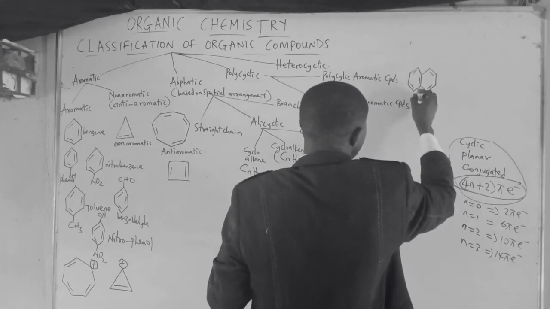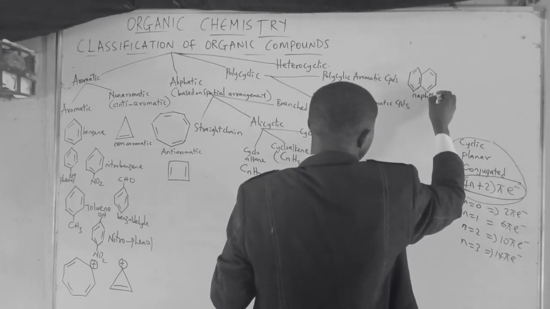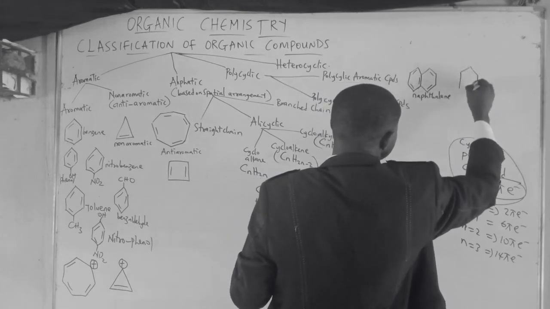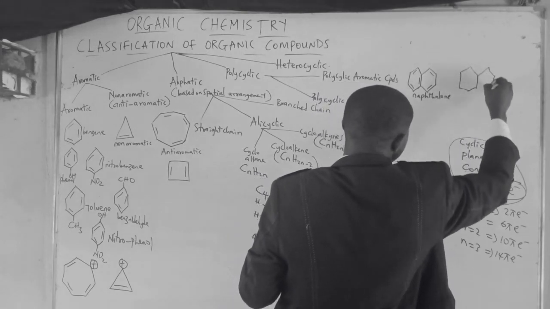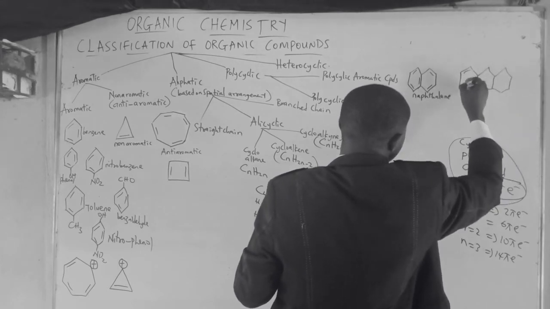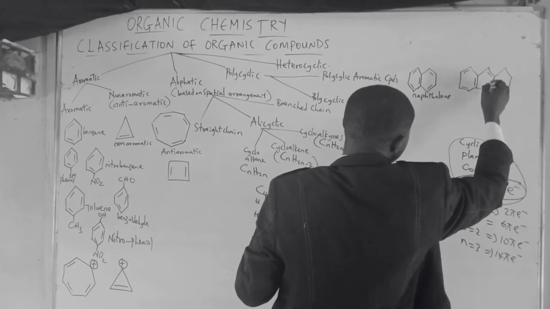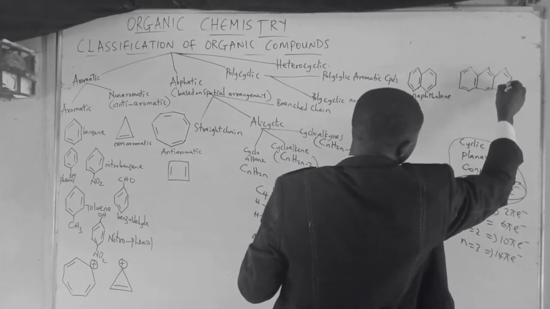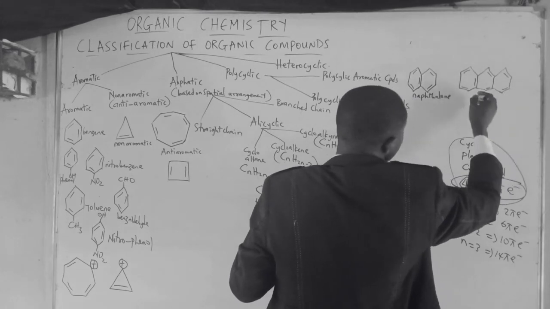This is naphthalene. Then anthracene is 3 benzene rings. Anthracene.